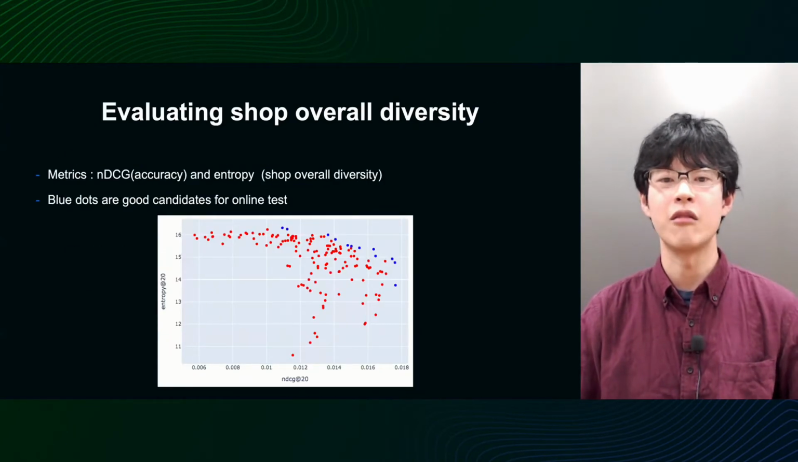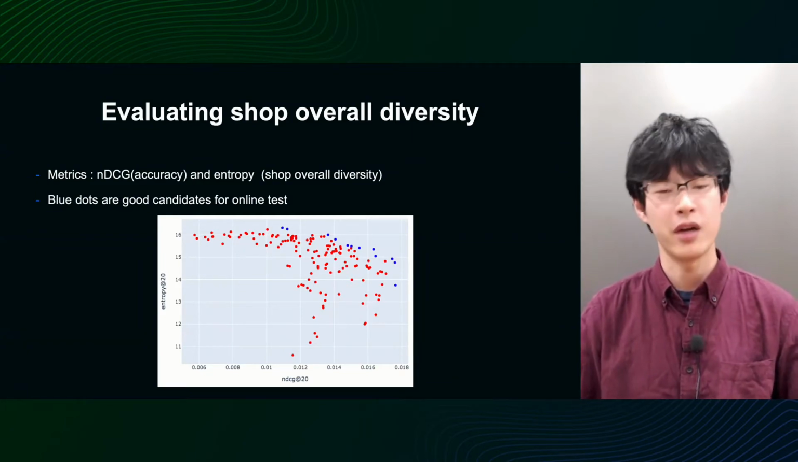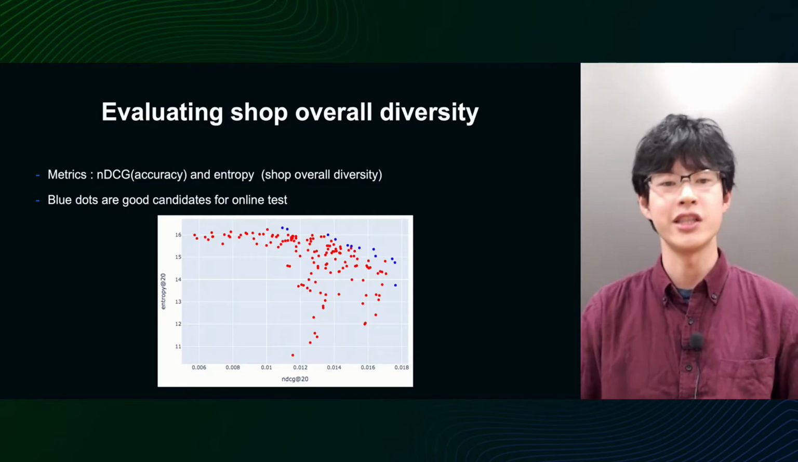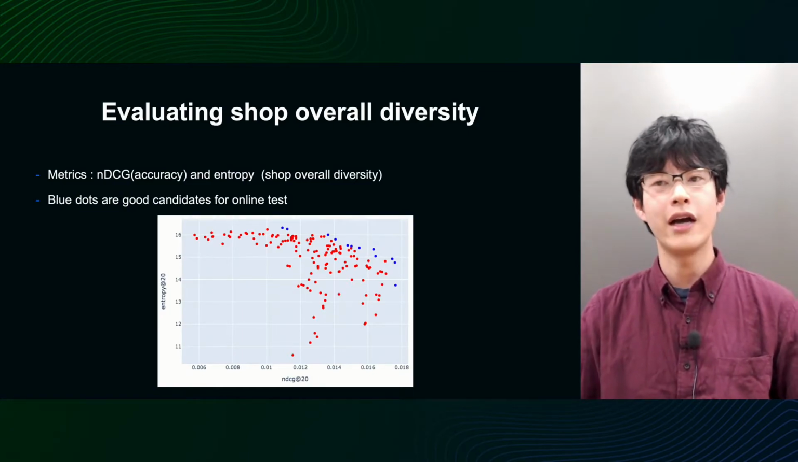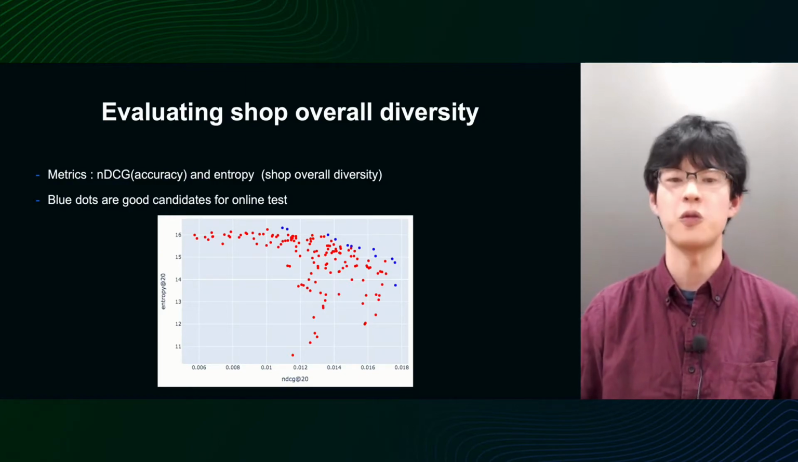Here are the results of evaluation using the actual sample data. Here's a graph. Each point corresponds to a model, which can be called a combination of hyperparameters. The horizontal axis is NDCG, an index for accuracy. The vertical axis is the entropy index for overall store diversity. And each point represents a model for both indices. The higher the value, the happier the model.